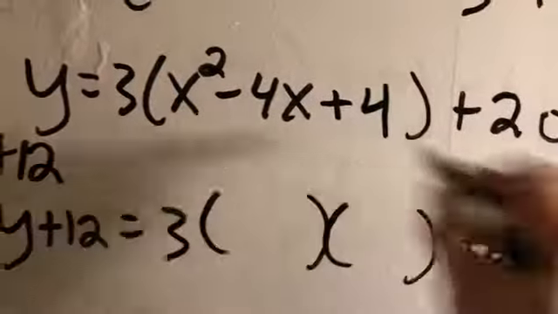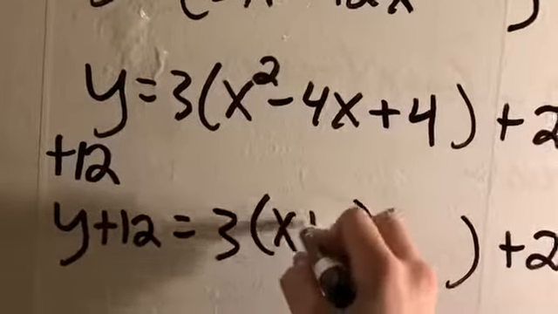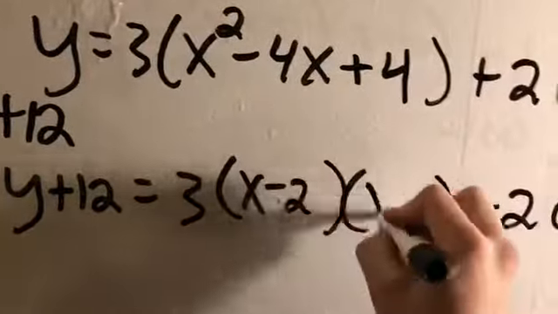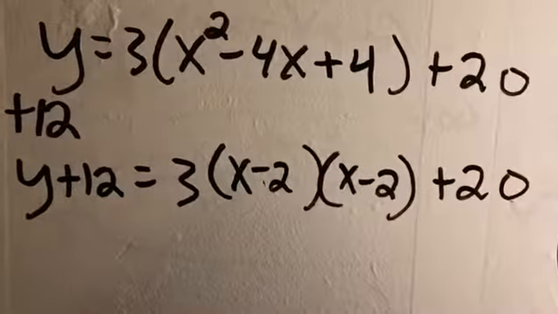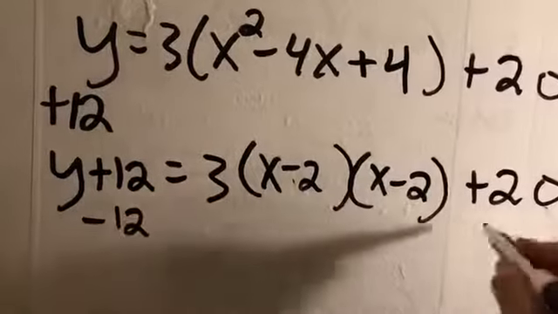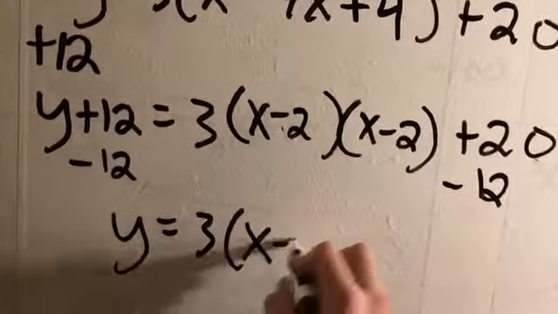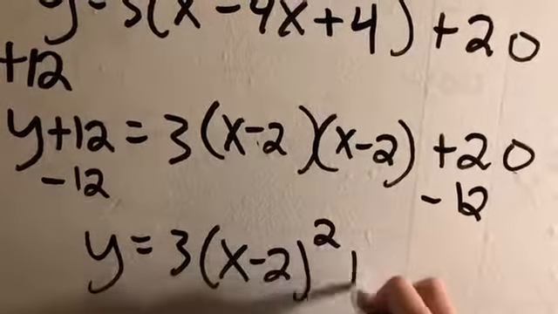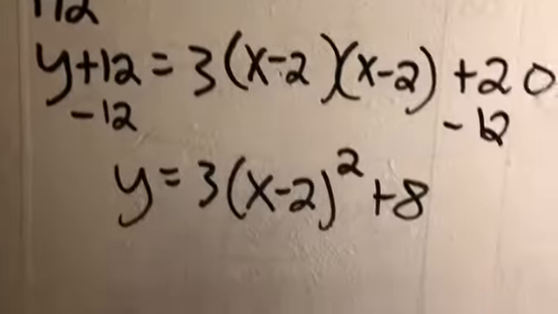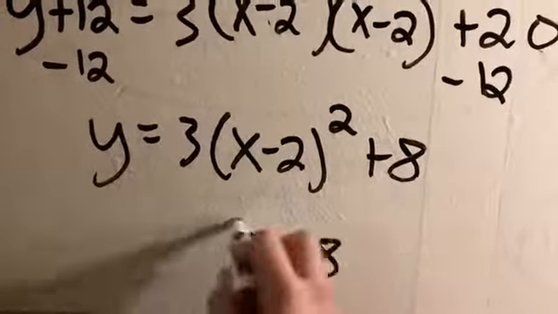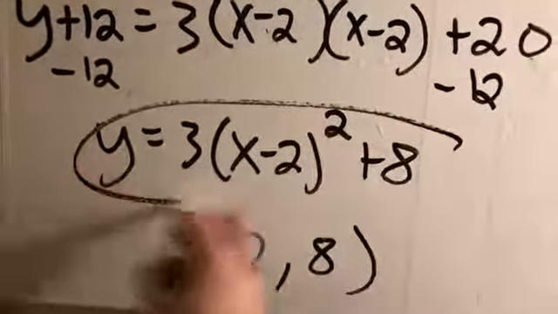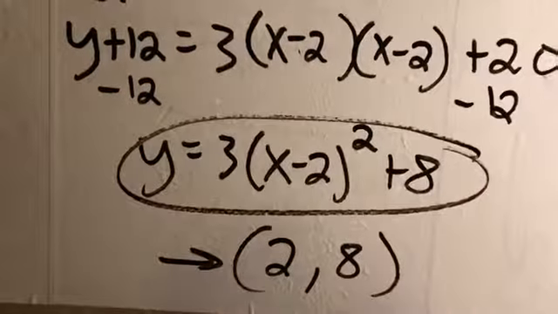And if we did this correctly, that should factor perfectly. We'll subtract the 12. And your vertex would be: flip the sign of the x, keep y. There's the vertex form. There's your actual vertex.